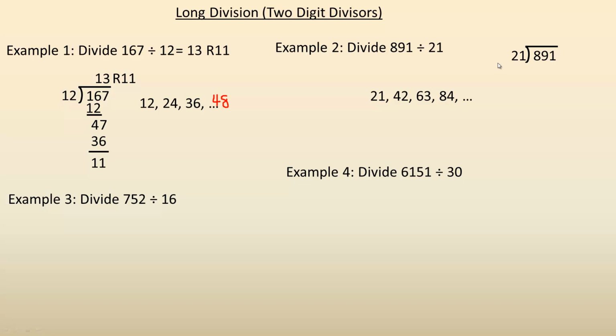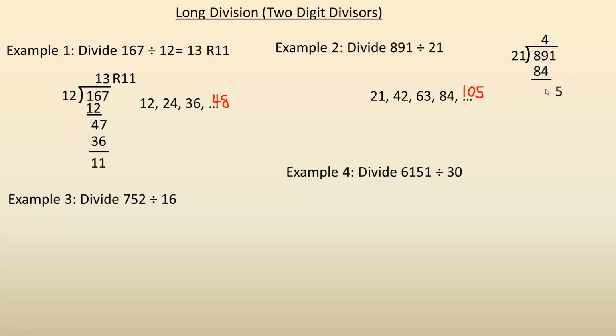So notice that we're dividing 21 into 89. I didn't write the 5th multiple here, I guess I could write it. If we add 21 to this, the next multiple would be 105. So 89 is between 84 and 105, so it's going to go in 4 times. So we put a 4 up top. 4 times 21 is 84. So we put 84 here, and we subtract.